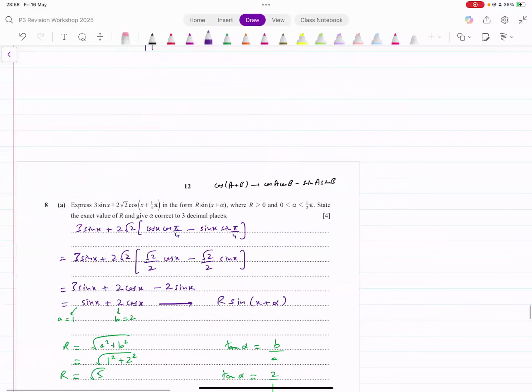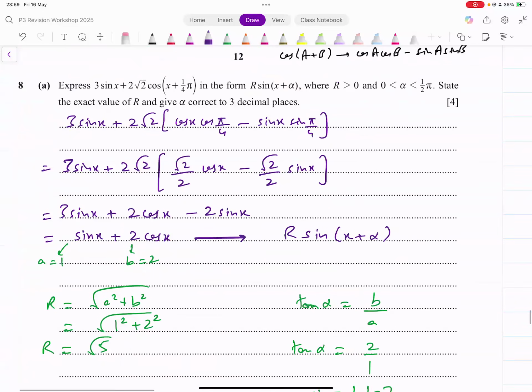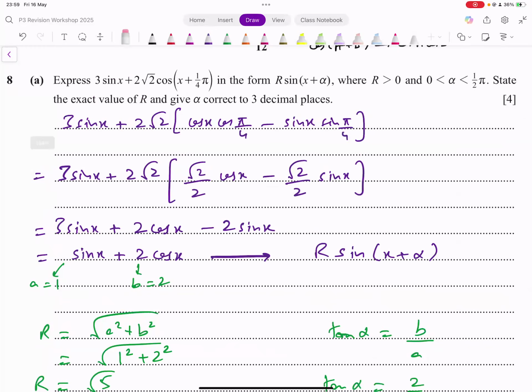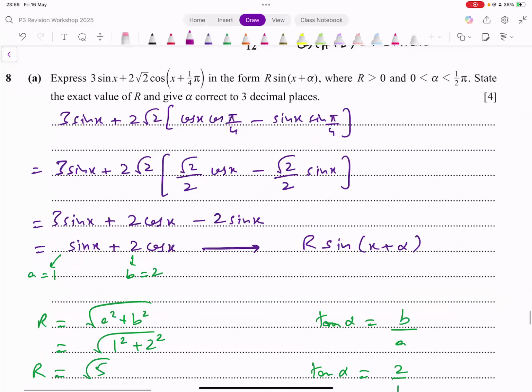Now, some examples from some recent papers. You have to express this thing in the form r sine of x plus alpha. Now, how would that be done? This is not the standard form, right? We want to convert it to sine. The first term is indeed sine, but the problem is this is sine x, this is cos of x plus pi over 4. This is some different angle. So before we can convert it to r sine of x plus alpha, we first need to simplify this thing, right? How do we do that?